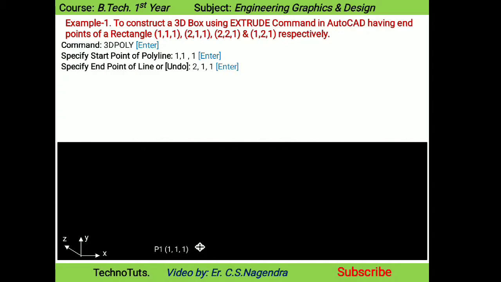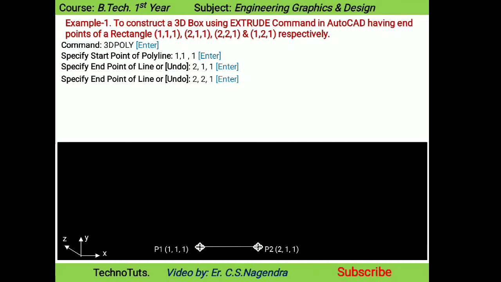Now the computer will ask you specify end point or next point of the line or undo. Type there the second coordinate 2, 1, 1 and press enter key. You will see point P2 will be visible on the screen, thus constructing a line from point number P1 to point number P2. Okay. Now computer will ask you specify end point of the line or undo.